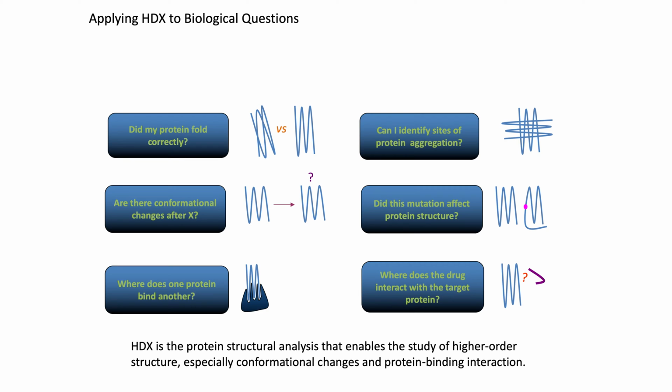One can also ask, where does one protein bind another? Theoretically, in the binding site, there will be changes in deuterium uptake that can be used to map binding sites. One can ask, can I identify sites of protein aggregation, which would also affect deuterium uptake? One can look at how mutations affect protein structure, as well as where drugs interact with target proteins. Really, HDX is a nice methodology to look at protein structural analysis that enables the study of higher order structure, especially conformational changes and protein binding interactions.